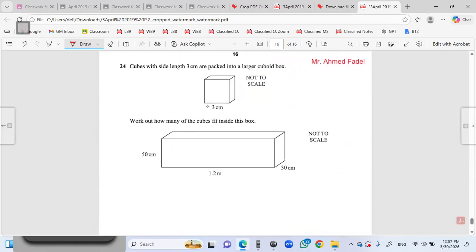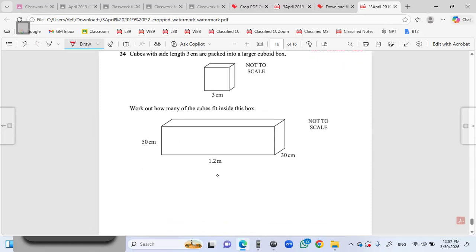The last question in this exam, they have given you this cube and they are asking you how many cubes can fit in this cuboid. First, I need to convert all the measurements to be the same. So this is 1.2 meters, which is actually 120 centimeters. I multiplied by 100. Good. How many cubes of this can fit in the length? You're going to find here that this one, which is 120 centimeters, divided by 3, you can fit 40 small cubes, 40 cubes.